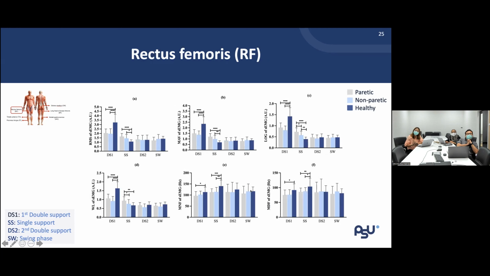And this is the rectus femoris muscle. From the rectus femoris muscle during the single support, in the time domain, the paralytic side was higher than the healthy, and the non-paralytic side was higher than the healthy as well. But in the frequency domain, the value was in contrast with the time domain.